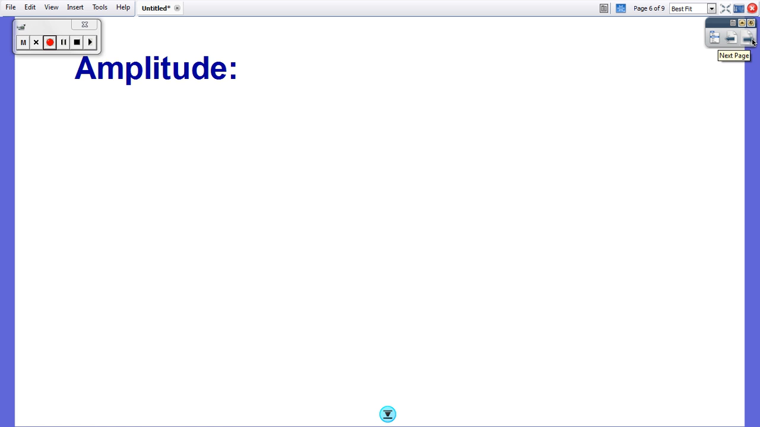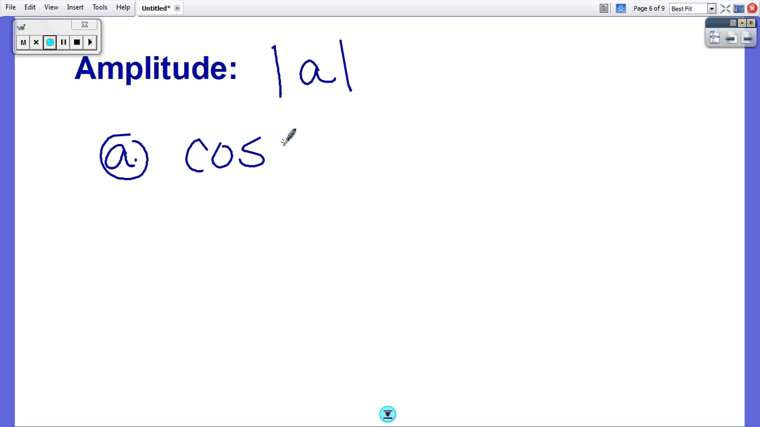We're going to talk about amplitude first, and amplitude can be found by taking the absolute value of a. So graphically, what the amplitude is, and you might have talked about this in your science class or your marine science classes, graphically the amplitude is half the height of a wave. So how do we find amplitude? Our first example is just cosine of x. Well, the amplitude would be our a value, and since there's nothing written in front, we know there's an invisible 1 there, so the amplitude in this case is just 1.